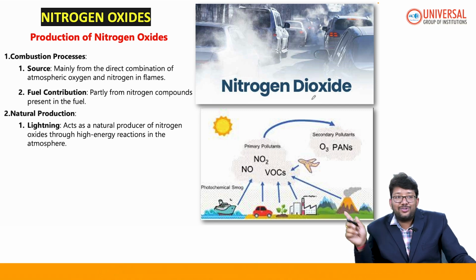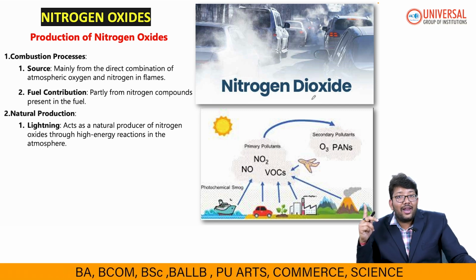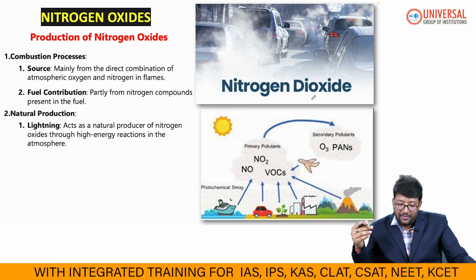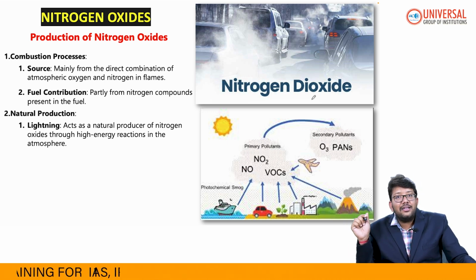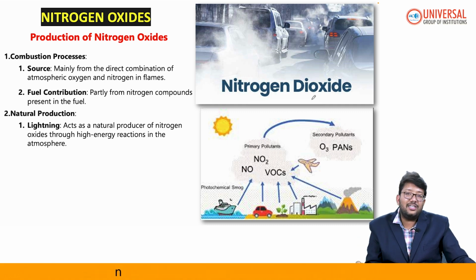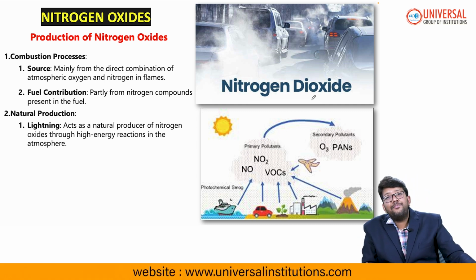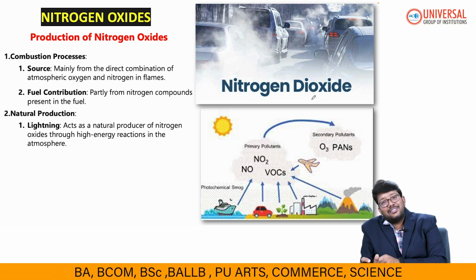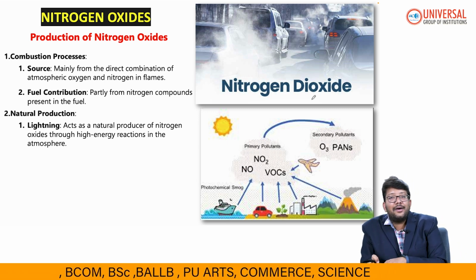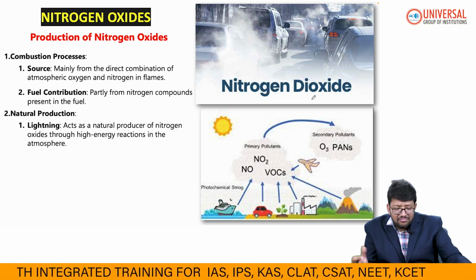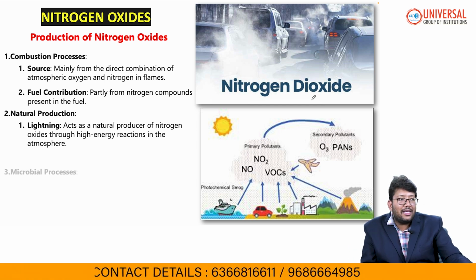But there is one natural source also: lightning. When thunderstorms come, lightning generally comes after that. So lightning is a natural producer of nitrogen oxides through high energy reactions in the atmosphere. UPSC can ask you that, yes, we know nitrogen oxides are formed by anthropogenic activity, but can you tell us how they are produced naturally? So lightning can be the answer.